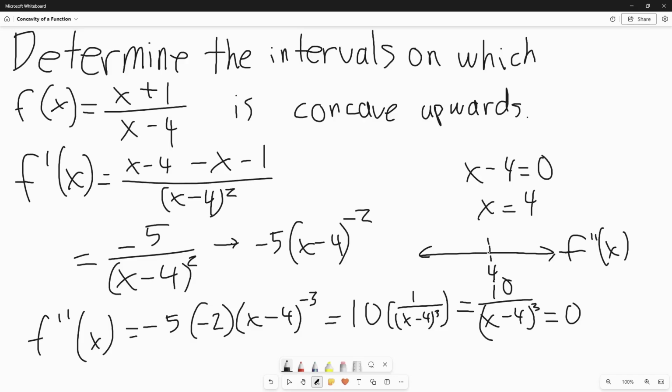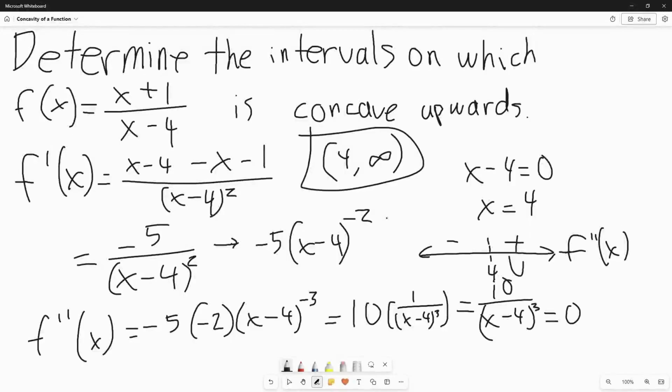Let's plug in a value that's less than 4 into f double prime of x. So if x equals 0, which is less than 4, you get 10 over negative 4 to the power of 3, which is negative. And if you plug in 5, which is more than 4, you get 10 over 5 minus 4 to the power of 3, which is positive. So this function is concave upwards when it's more than 4, so the interval is (4, infinity). And that's our final answer.